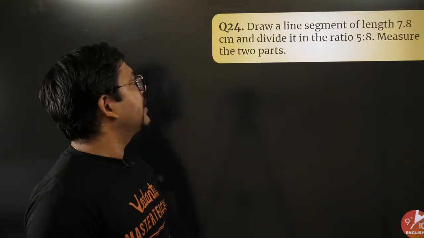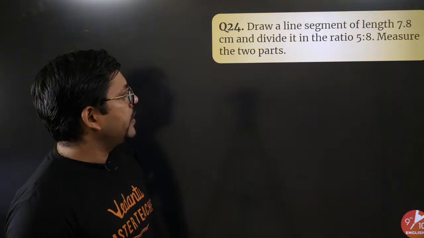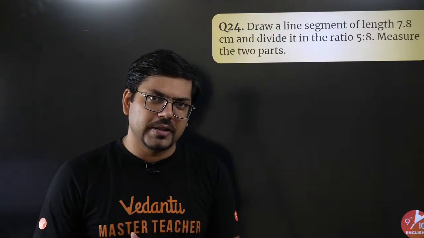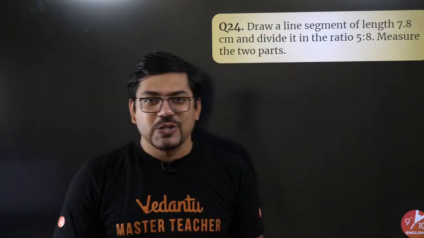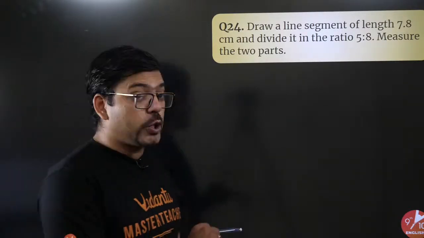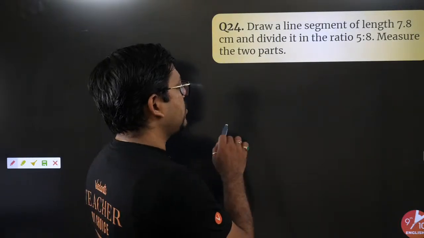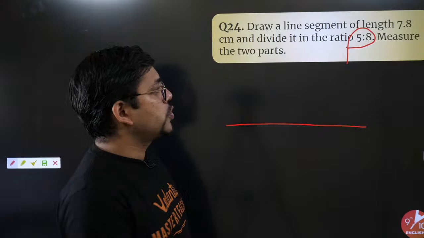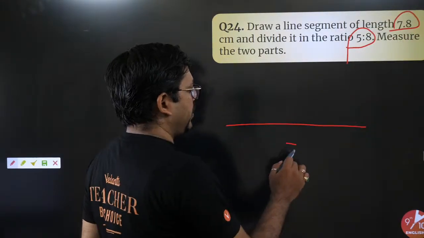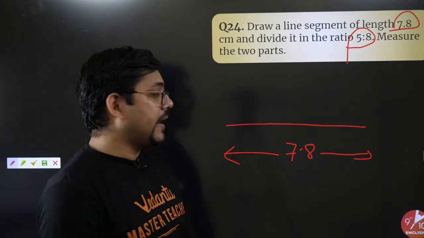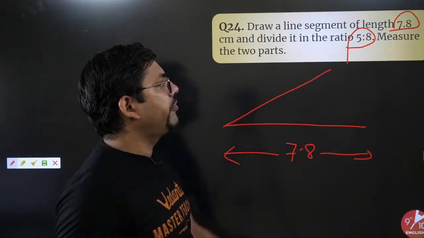Draw a line segment of length 7.8 centimeter and divide it in the ratio 5:8. Measure the two parts. Construction. Do you remember that? Construction is pretty simple. If you do remember, I had already taught you the method. The method was to draw any line. If you have to divide this line in 5:8, first of all you have to draw the length of 7.8 centimeter. Then make a line segment in 5:8.